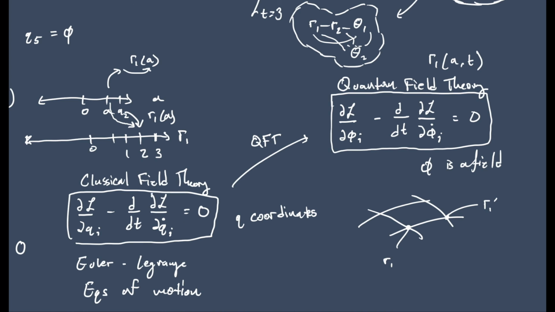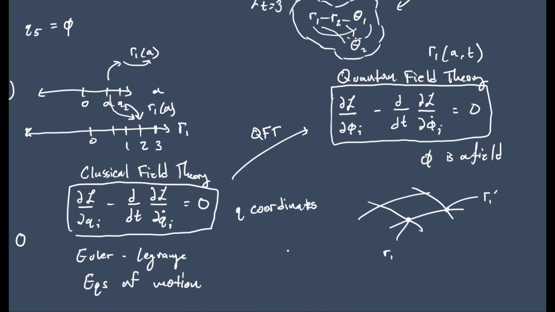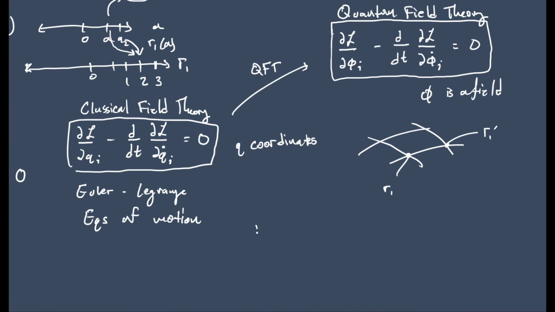So the field theory takes into account this possibility right here, where our independent variables can have different values at different locations in space and time, making them fields. And that is our promotion to field theories and quantum field theories.